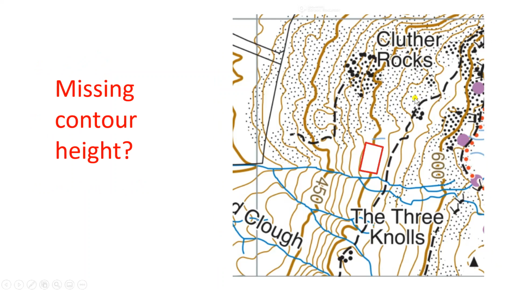Next question. What is the value of this contour line here? Now, on the Ordnance Survey 1 to 25,000 map, we might easily be able to just count the contours and go 10, 20, 30, 40, 50. This one must be 500. But on the Harvey's map, they're not in 10s, they're in 15 metre intervals. So we'd have to add 75 to 450, which gives us 525 metres.